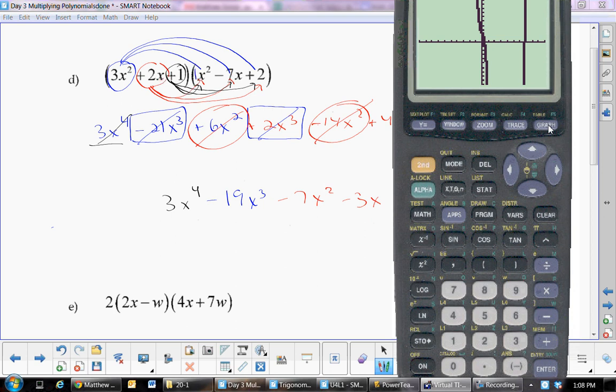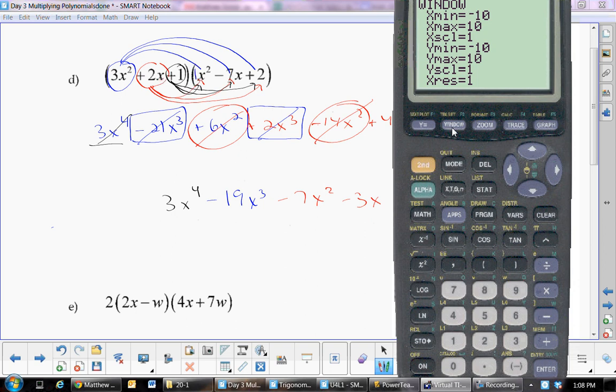Yes? When you press Y equals in the question, do you have to hit zoom 6 or can you take that? No, you want to hit zoom 6 because if you don't hit zoom 6, here's the window settings for zoom 6. It brings it back. If your window settings are all messed up from some other question you've done a long time ago, it'll mess you up. And I get us all to hit zoom 6, or else we'd all be looking at different pictures right now.